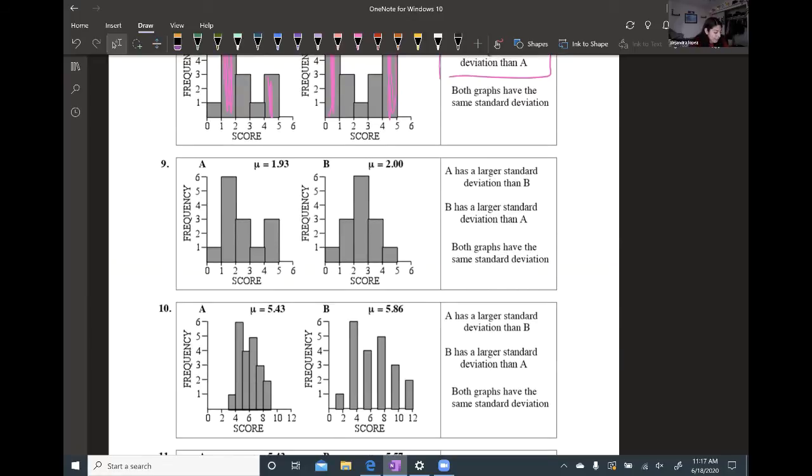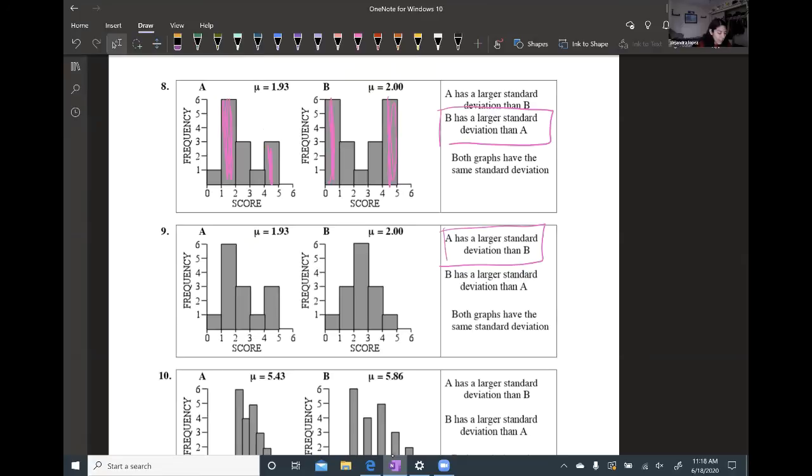Number 9. Noah, what do you think? I think, would it be the same? Let's see. This one has most of the data in the middle, right? This one, it seems like it has a lot here, but a lot over here. So it looks like this one might have a bigger standard deviation. Whenever you see something that looks more normal like this, normal will have lower standard deviation. So this one will be A.